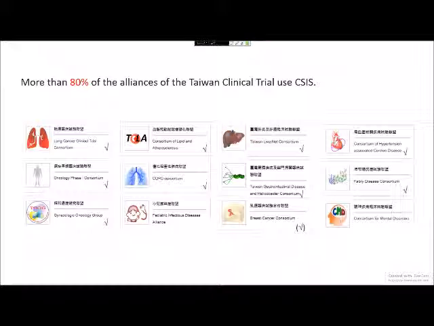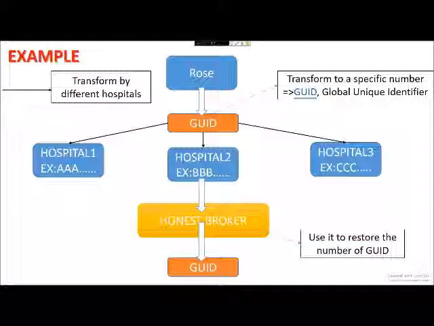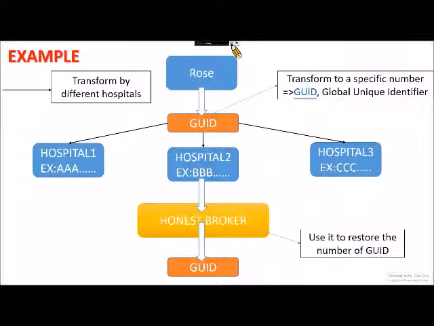This is investigator-initiated trials. More than 80% of the alliances of the Taiwan clinical trial use CSIS. This process is the target that CMIS want to achieve.